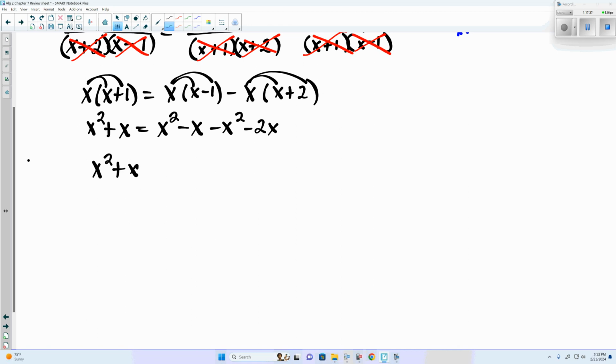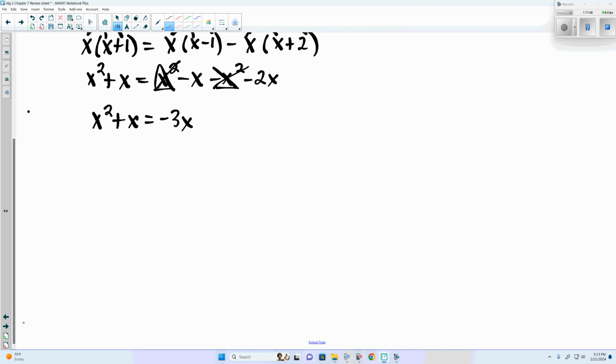Now at this point we can combine like terms. x squared minus x squared, well that is 0, that's gone. Negative x minus 2x is negative 3x. Since we have an x squared term, we do need to get this equal to 0, so we can add 3x to both sides. Telling us that we have x squared plus 4x is equal to 0.